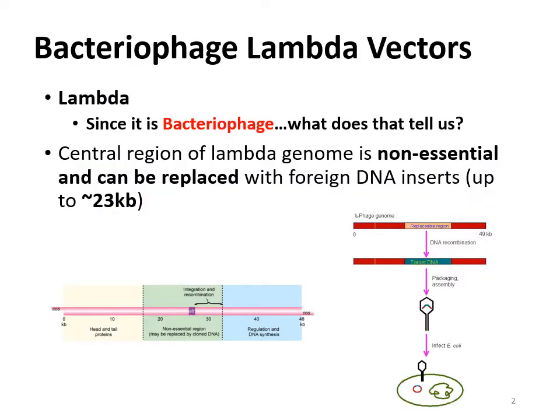Now, in addition to plasmids, sometimes we use some other types of vectors. Here we have bacteriophage lambda vectors. That's basically saying that you can use lambda, which is a virus, okay? A virus that infects bacteria with its viral genes. And interestingly, the viral genome of lambda is not actually all essential.